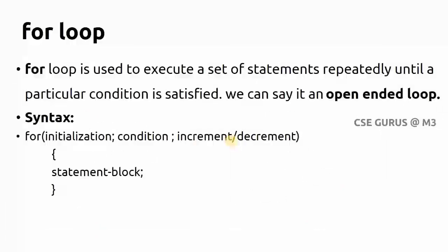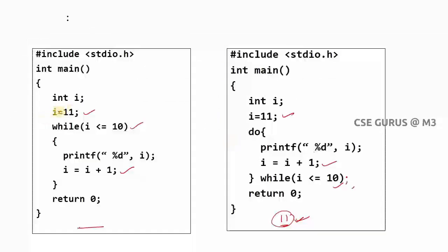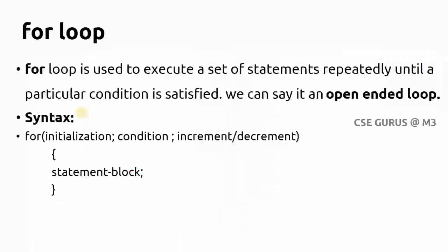Now coming to the for loop. Previously we discussed while and do while, where, if you see this one, we kept initialization before the while loop. This is initialization, condition here, increment here, so in different lines, and of course in do while also. But in the for loop you have the flexibility that you can keep all these three things in one line. It's not compulsory, you may keep them outside also, not a problem, but you can keep all of this in one line.